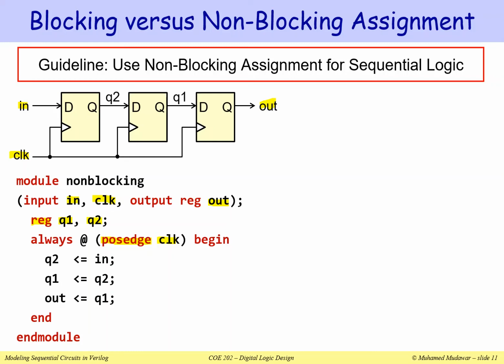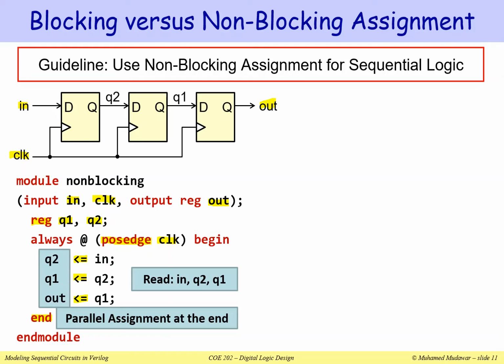Now here, notice that Q2 becomes in, Q1 becomes Q2, and out becomes Q1. Because we are using the non-blocking assignment operator, it means that we don't assign immediately. We wait until we have reached the end of the always block. When we reach the end of the always block, we read in, Q2 and Q1, and we do this assignment in parallel, at the same time. So these 3 assignments are done in parallel. It's not that they are done sequentially, where we finish one before moving to the next one. No, we are doing them in parallel. Therefore, Q2 becomes in, Q1 becomes Q2, and out becomes Q1 at the same time, as indicated in this circuit diagram.